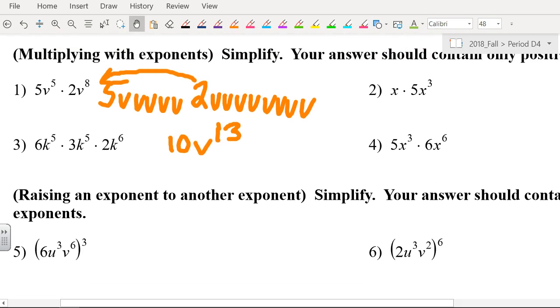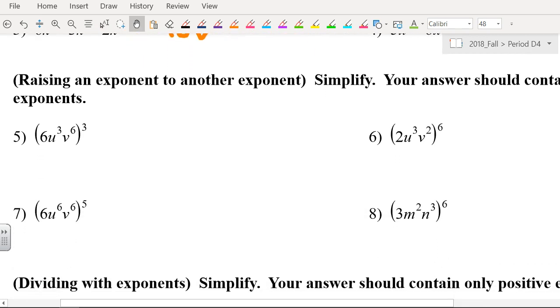So you're not going to be required to write out an expanded form on the test, but you might want to in your head just picture 5 right there, picture 8 right there in your imaginarium.